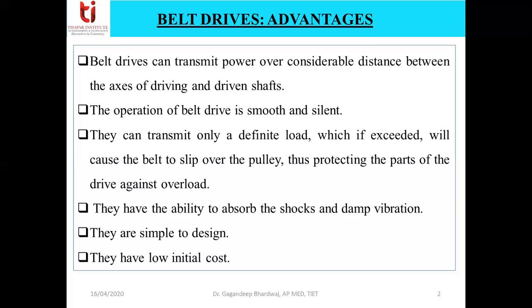There are certain advantages of belt drives. Belt drives can transmit power over a considerable distance between the axes of driving and driven shafts. So this is flexible, whereas in rigid type, there is direct contact between the two shafts, that is driving and driven. The operation of belt drive is smooth and silent. They can transmit only a definite load, which, if exceeded, will cause the belt to slip over the pulley, thus protecting the parts of the drive against overload. They have the ability to absorb shock. They are simple to design. They have low initial cost. These are the certain advantages of belt drives.